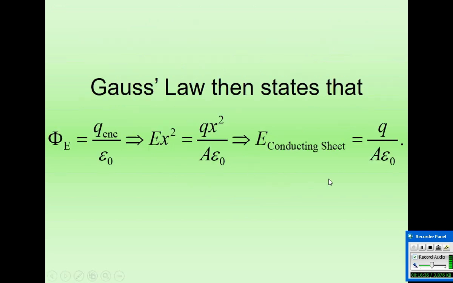We now have both sides of Gauss's law. So the electric flux is equal to the enclosed charge over epsilon naught. We said that the electric flux is E times x squared. The enclosed charge is Q times x squared over A. So I have E x squared equals Q x squared over A epsilon naught. And the x squareds cancel out. And I'm left with an expression for the strength of the electric field, E equals Q over A epsilon naught. We see that the electric field is actually uniform in this approximation.